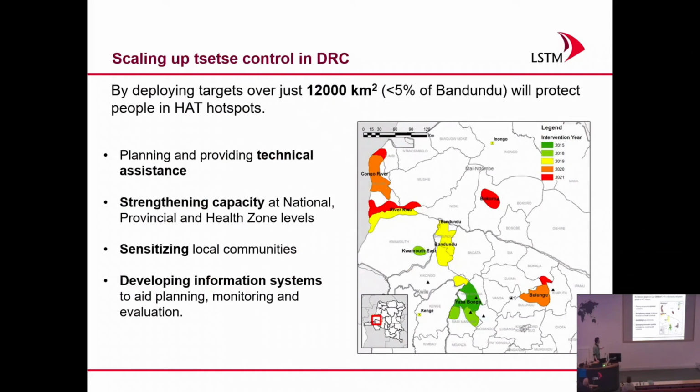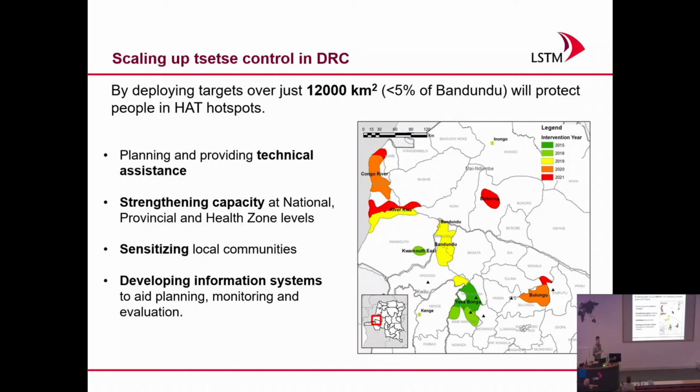So by the end of 2021, we'll be covering 12,000 square kilometers. We're working really closely with the program to help them in this scale up, helping them with the planning and providing them with technical support for all of the different activities. And then also one of the really important aspects of this project is strengthening the capacity of the national program. At the moment, 2 people in Kinshasa can't do vector control over 12,000 square kilometers.